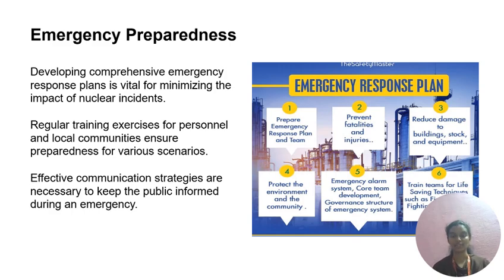The emergency response plan. Step 1, prepare the emergency response plan with the team. Step 2, prevent facility damage and injuries. Step 3, reduce damage to buildings, stock and equipment. Step 4, protect the environment and the community. Step 5, emergency alarm system, core team development, governance structure of the emergency system. Step 6, train teams for life-saving techniques and so on.